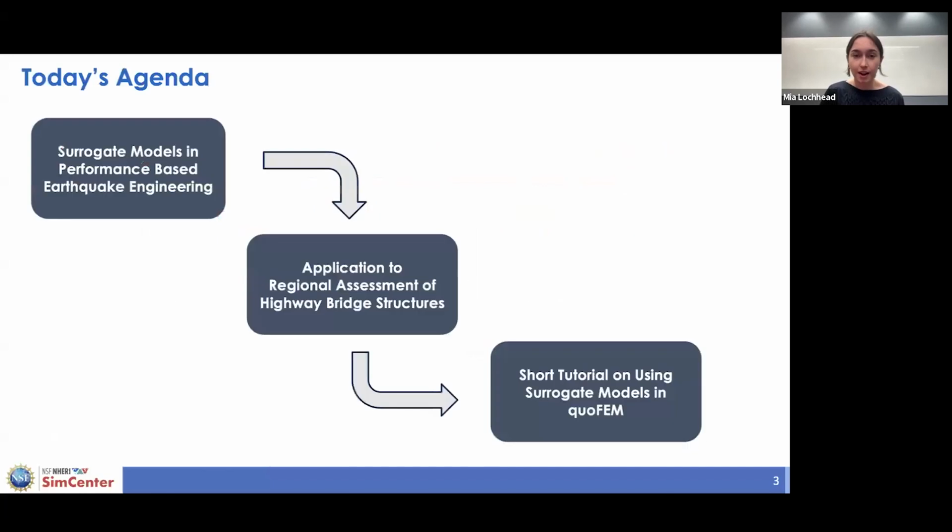for these models. So just to go over today's agenda, we're going to be starting with surrogate models in performance-based earthquake engineering as an introduction. I'll then go into my application, which is regional assessment of highway bridge structures. And then at the end, I'll do just a short tutorial on using one specific surrogate model in the quoFEM tool. And so with that, let's get started.